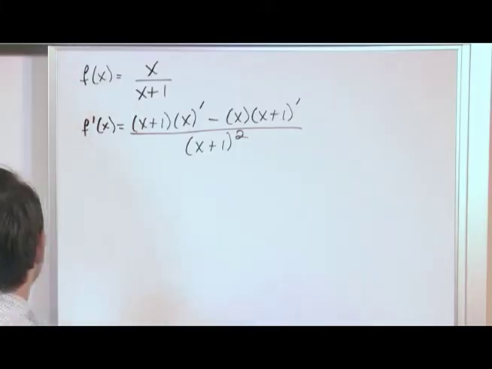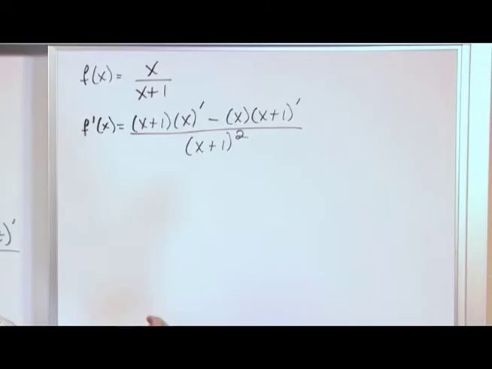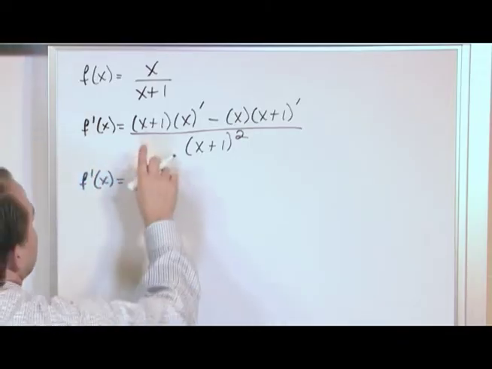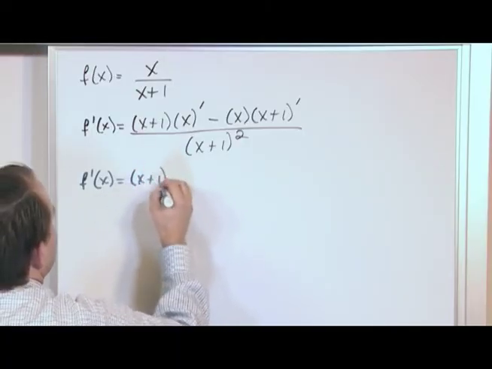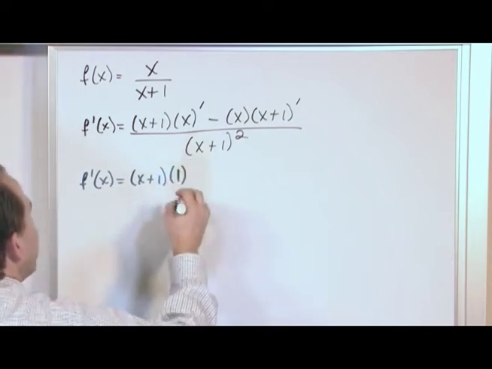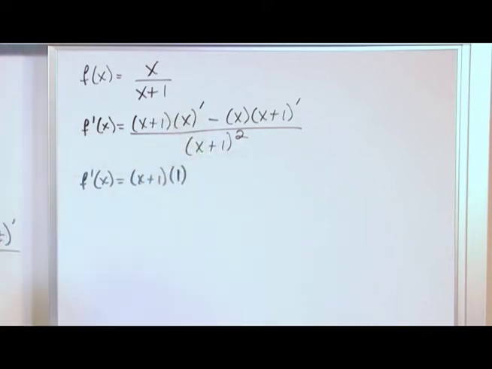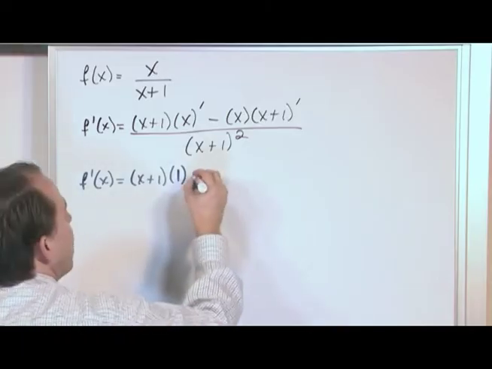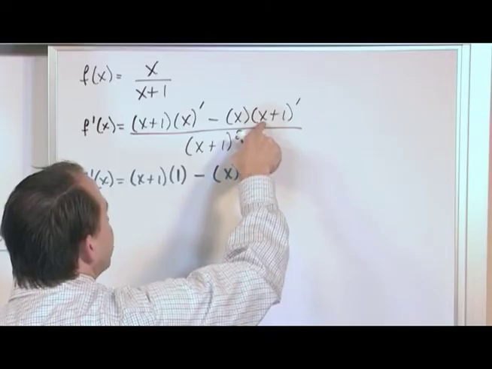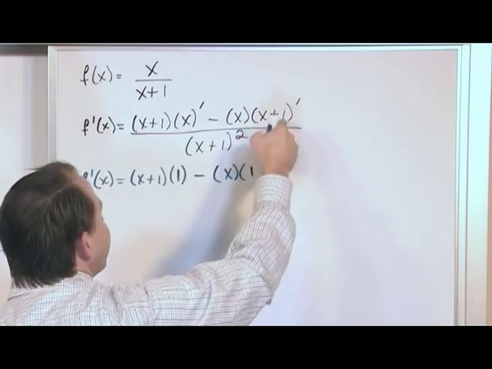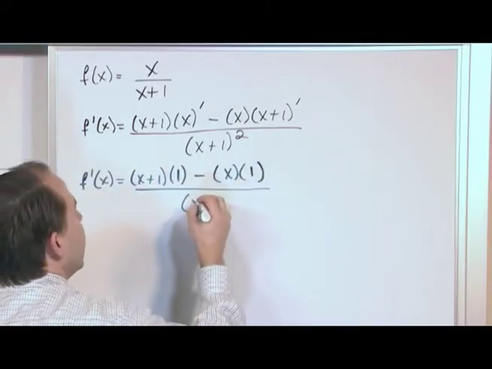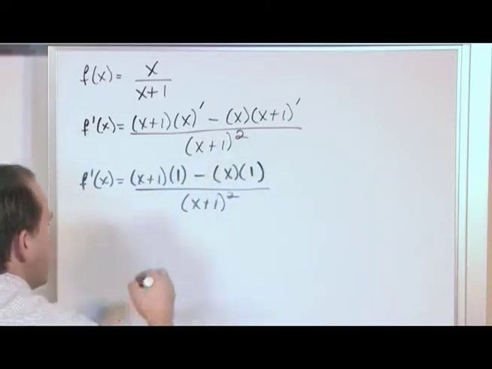And once you do it a few times, you won't even have to refer back to that general rule. You'll just remember it. F prime of x is equal to x plus 1. What is the derivative of x? I think you can convince yourself from our previous lessons that's just 1 because there's a 1 in front there. And then you'll have a minus, and you'll have x. What is the derivative of this term? Well, the derivative of x is just 1. The derivative of the constant is 0, so it's quite simplified there. And we'll divide by x plus 1 squared.